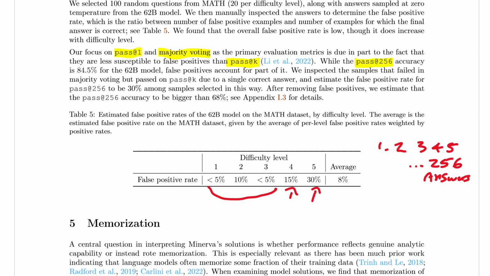And they say that if you do use this pass at k form of accuracy, you end up getting, do they say they suspect you get more false positives, or do they actually test this? False positives account for part of it. So I guess what they're saying is that that metric is not only bad because you can't figure out which of the answers is correct, but also because it's worse for false positives.